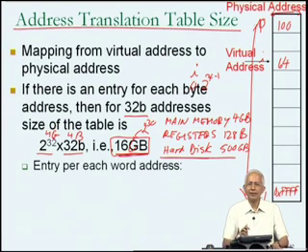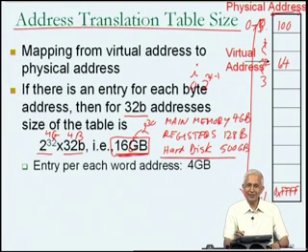Now, what if on the other hand I were to assume that there is an entry in the table for each word address? So, rather than for each byte address, I have a translation entry in my address translation table for each word address. How is this going to change things? Now, rather than having a separate entry for byte 0, byte 1, byte 2 and byte 3, there will be a single address translation table entry for bytes 0 through 3. In other words, the size of the address translation table is going to come down by a factor of 4. So, the size of the address translation table will be 4 gigabytes.